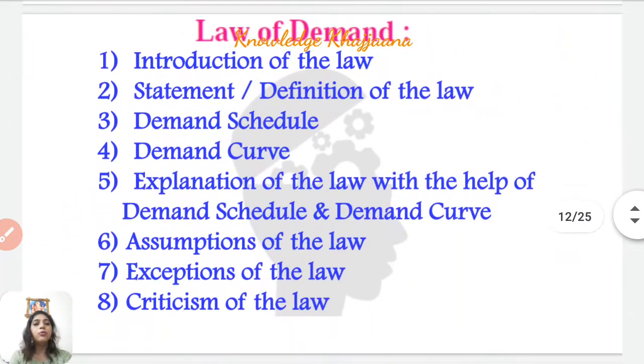The most important concept in economics is the law of demand. To understand any law or concept in economics, it can be studied in these 8 steps. You have to understand these 8 steps. First of all, you have to give the introduction of the law. The law must be introduced.